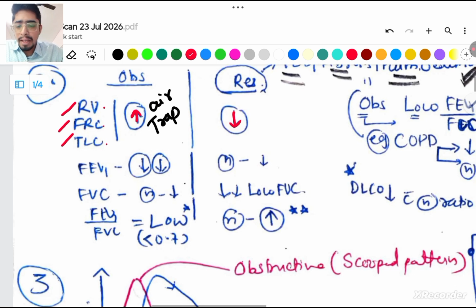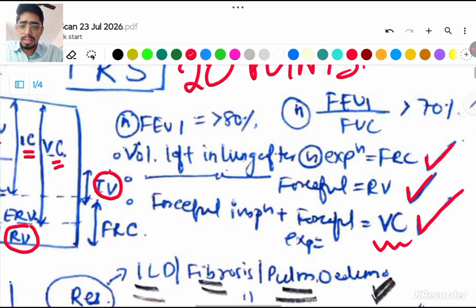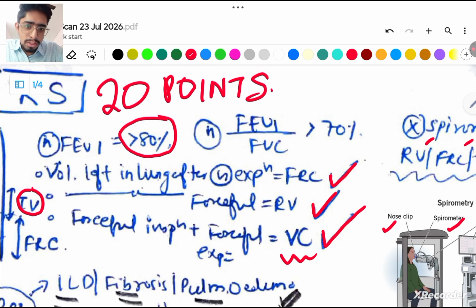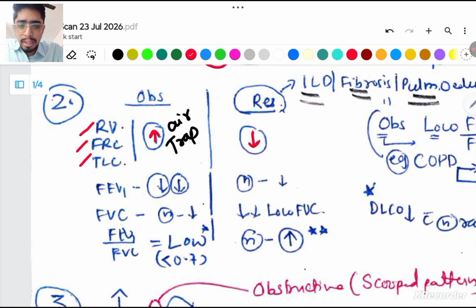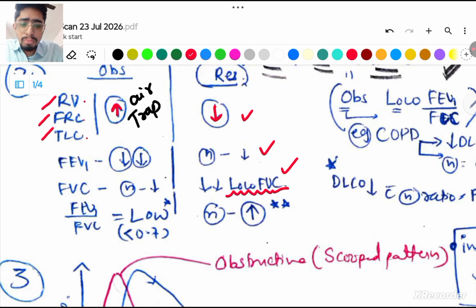Now what is FEV1? FEV1 is the volume which is expired in 1 second. The normal value of FEV1 is more than 80%. Let's look at the ratio, which is very important. The FEV1 upon FVC ratio is more than 70%, which is the normal value. In the restrictive pattern, again there is a decrease in RV, FRC and TLC. FEV1 would be normal to decreased. FVC would be very low. The ratio would be normal to increased. That is the important point.